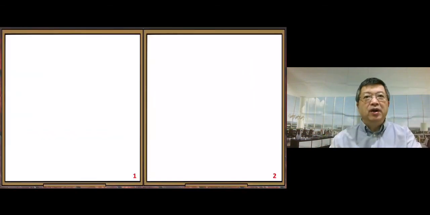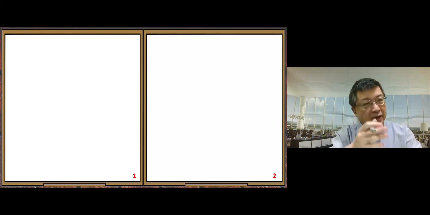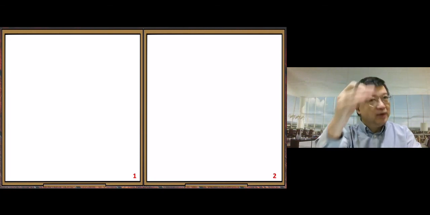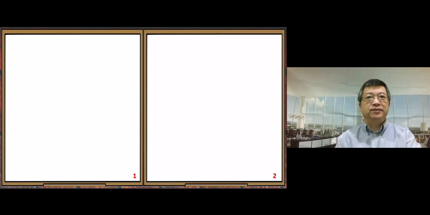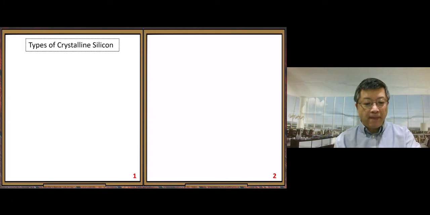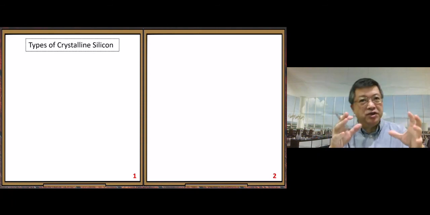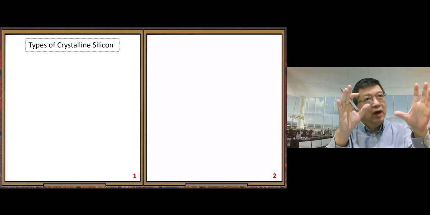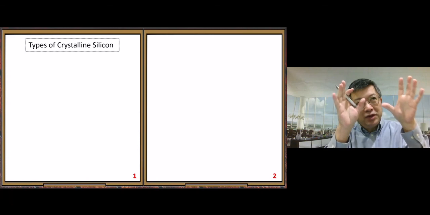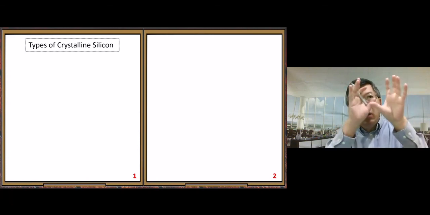This time we need to learn making microprocessors from silicon. First, types of crystalline silicon. The crystal, you know, there are some nice properties for crystals. Silicon, this element, has some special crystal structure.